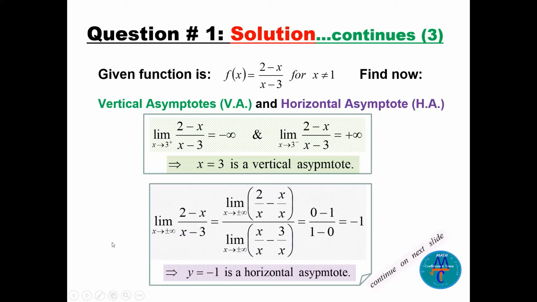Now here we have found many times the vertical asymptotes. We find the limit of the function as x goes to 3 from the right side and the left side. If the answer is plus or minus infinity, then x equals 3 is a vertical asymptote. For the horizontal, we divide by x with the highest power, which is here x. So it will be 2 over infinity here, 0, minus 1 over 1 minus 0. 3 over infinity is 0. So minus 1. y equals minus 1 is the horizontal asymptote.